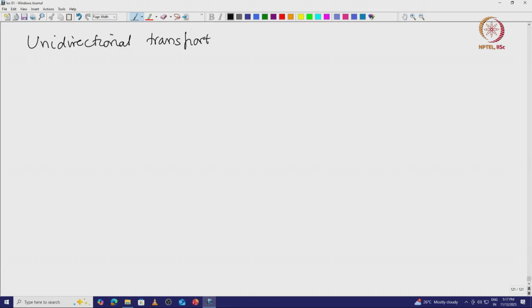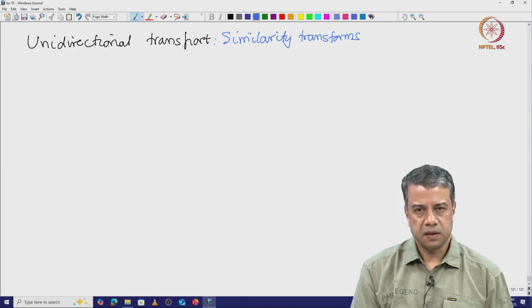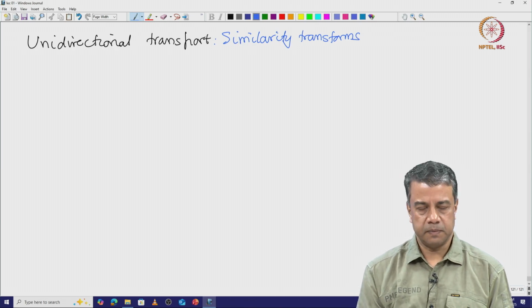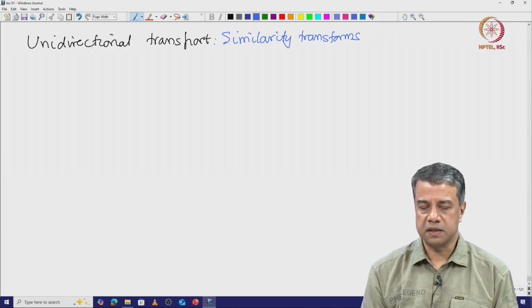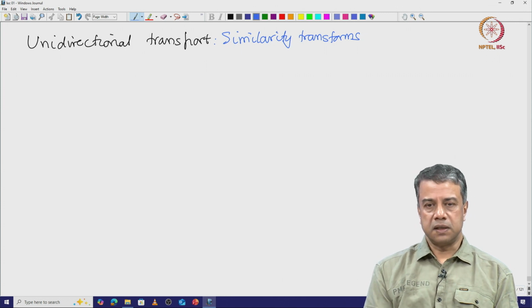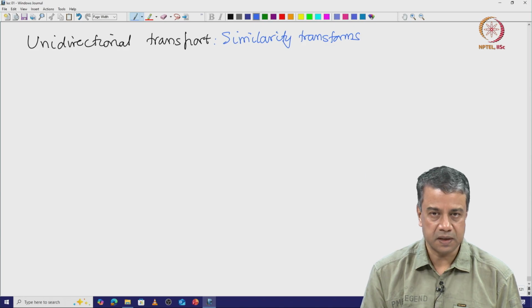So far we have been discussing problems in unidirectional transport, and all of the problems we discussed so far used similarity transforms. That is, either it was transport into an infinite medium, in which case there was no length scale in the problem. Therefore, for the unsteady transport, the only length scale that could be used to scale the coordinate is the ratio of z and root of the diffusivity times time. So, that was one class of problems.